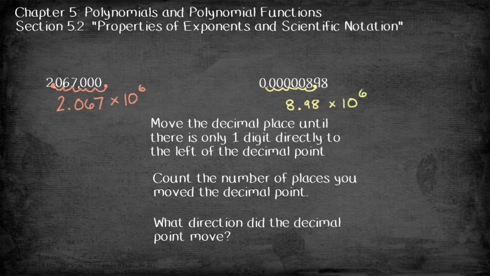And finally, you want to ask yourself, what direction did the decimal point move? If you're moving the decimal point to the left, your exponent is going to be positive, but if you're moving it to the right, your exponent is going to be negative.